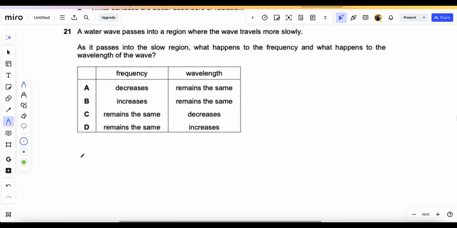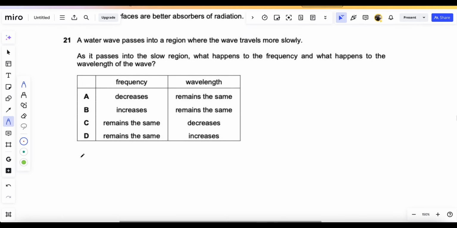Now let's go to question 21. A water wave passes into a region where the wave travels more slowly. As it passes into this slow region, what happens to the frequency and what happens to the wavelength of the wave? Frequency will not change because even if you are moving from a denser to less dense medium, the frequency will remain the same, but the wavelength will change. So is it moving from less dense to a denser one? That will determine it.